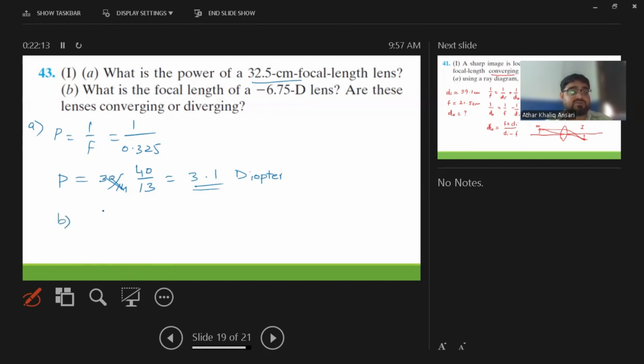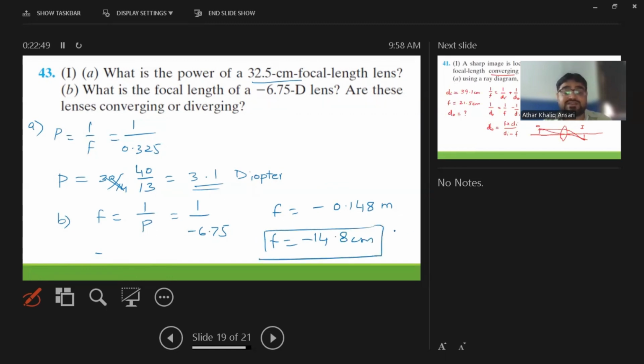In this, you are asked to find the focal length when power is given. Yes, 1 over power is negative 6.75. Why is this negative? It may be a concave, diverging lens. It is not mentioned, but we will write it is diverging because the focal length will be negative here. So for this case, the focal length is negative, 1 over 6.75, 0.148. 0.148 meters. But we will convert into centimeter, 14.8 centimeter, and this lens is diverging because our focal length is negative.